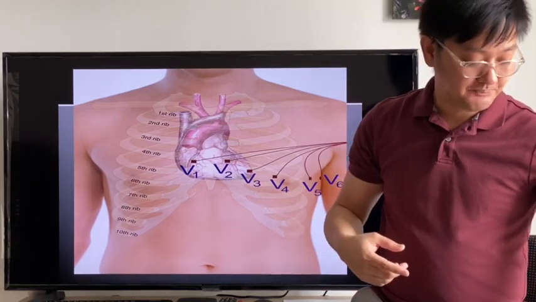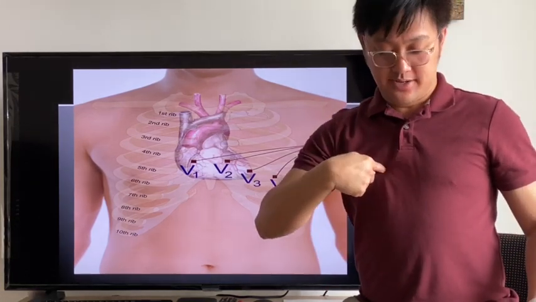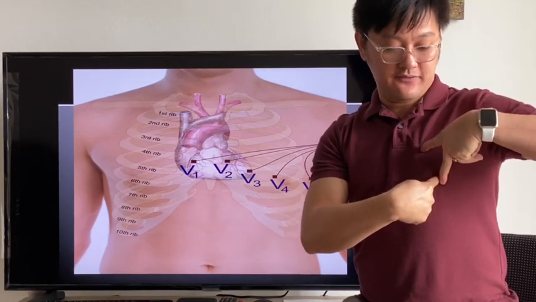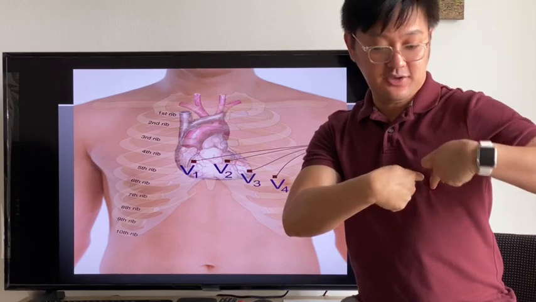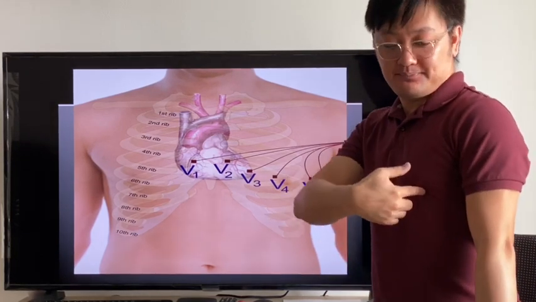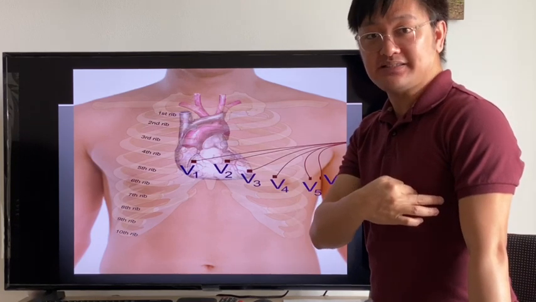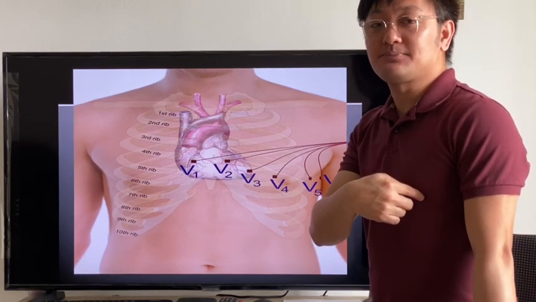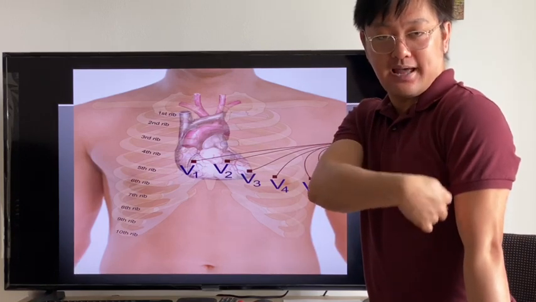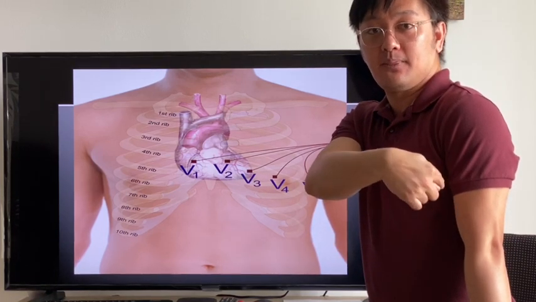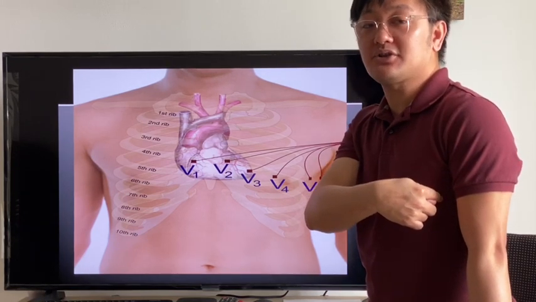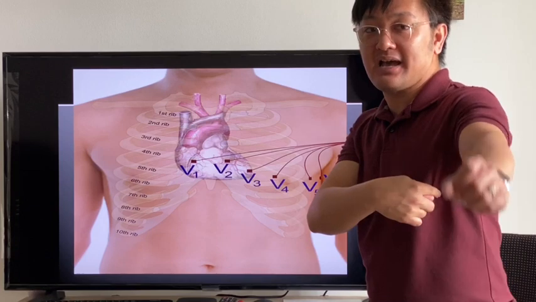So again, look. This is my V1, V2, V4. Between them you place V3 here. Once I have my V4, now I can place V3, V5, and V6. V5 is placed perpendicular to your V4 on the anterior axillary line. This is your V5. V6 is placed perpendicular to your V5 on the mid axillary.